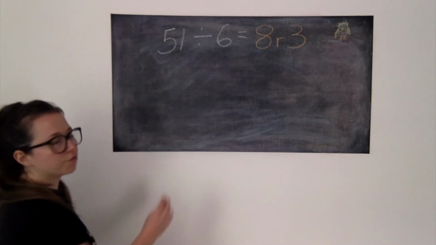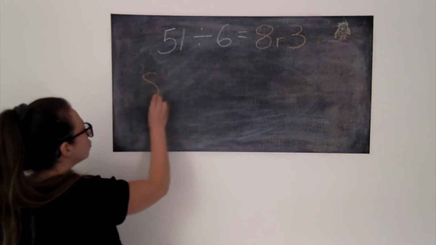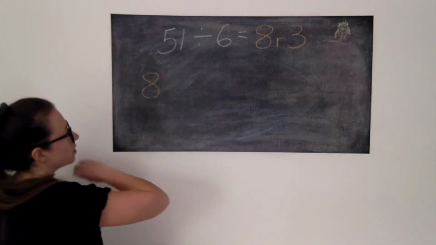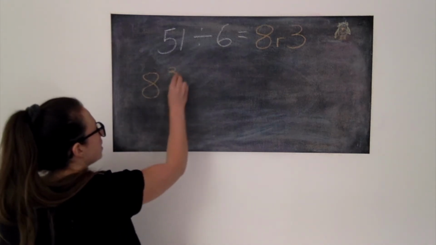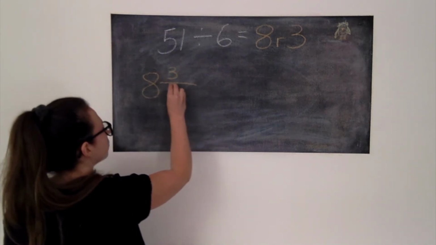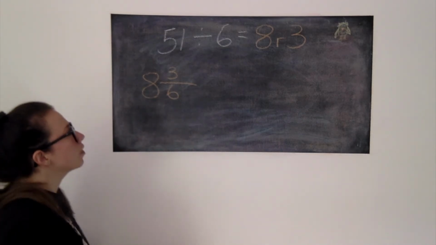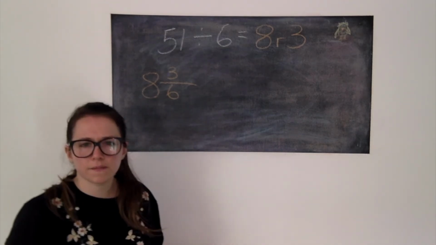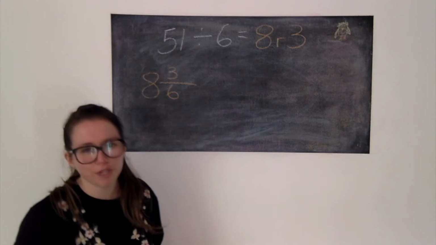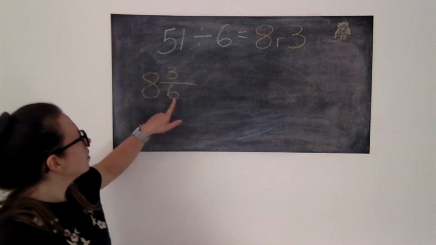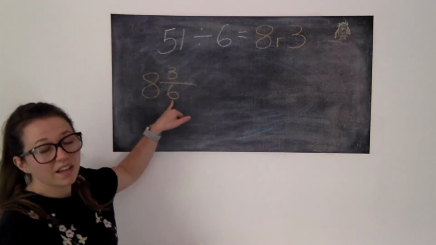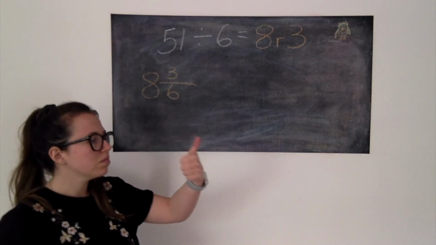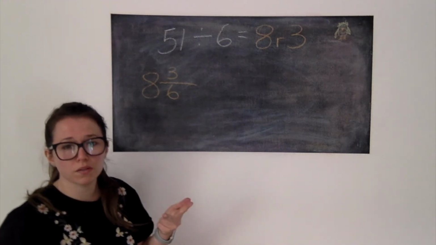Now I can write that as a fraction. So 8 full groups of 6 is 48, and I had 3 left out of 6. So 8 wholes and 3 sixths. Now this is where it gets a bit tricky. I can't turn 6 very easily into tenths, hundredths, or 1,000.